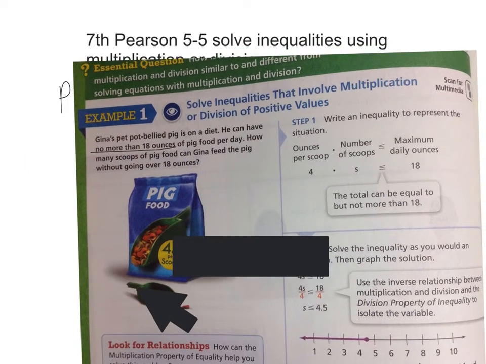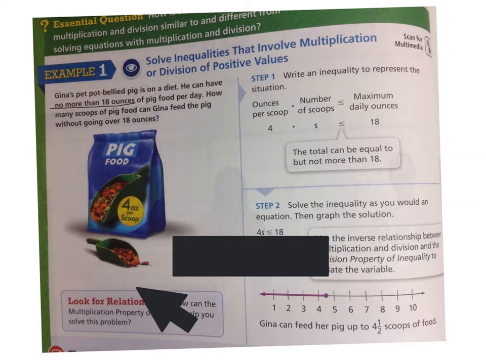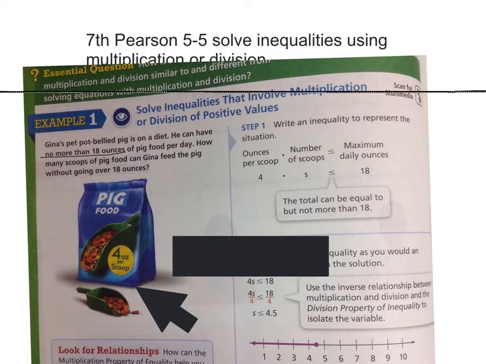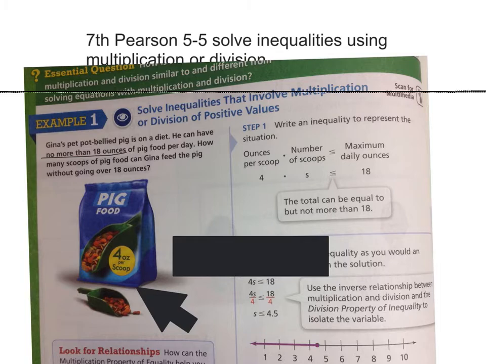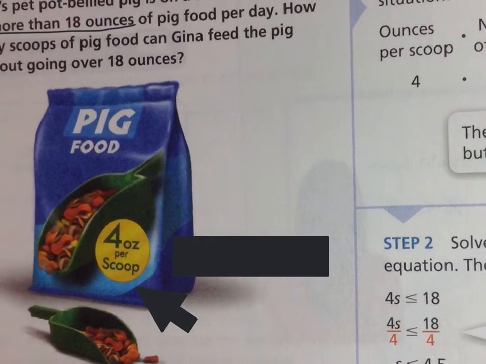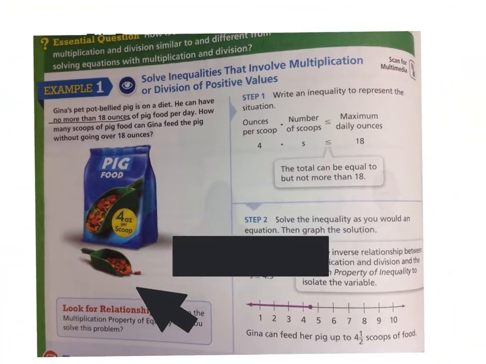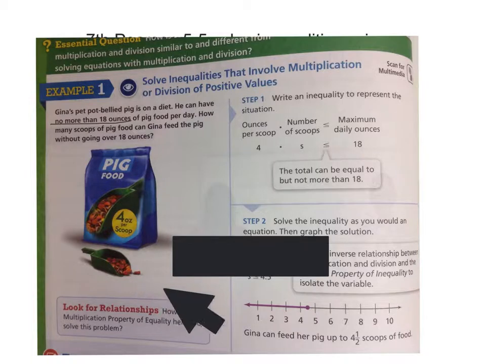Gina's pot-bellied pig is on a diet. He can have no more than 18 ounces of pig food per day. How many scoops of pig food can Gina feed the pig without going over 18 ounces? Okay, and you'll notice here on the bag that it's telling us it's 4 ounces per scoop.